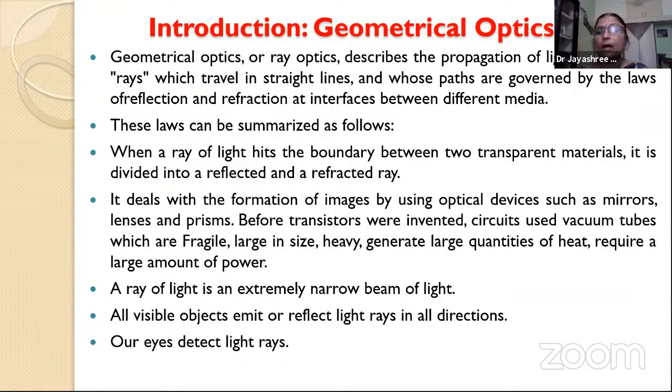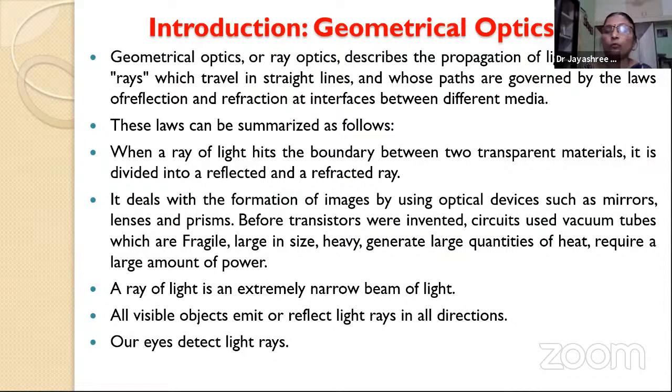So whenever we have to consider, for example, that before transistors were invented, circuits used vacuum tubes which were fragile, large in size, heavy, and generated a large amount of power. A ray of light is an extremely narrow beam of light, and all visible objects emit or reflect light rays in all directions.